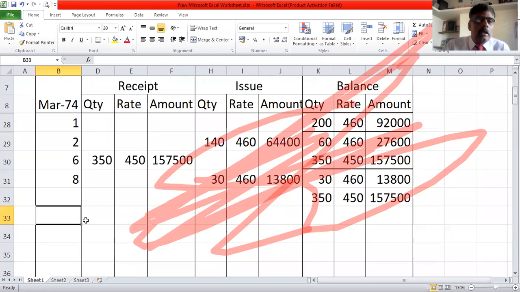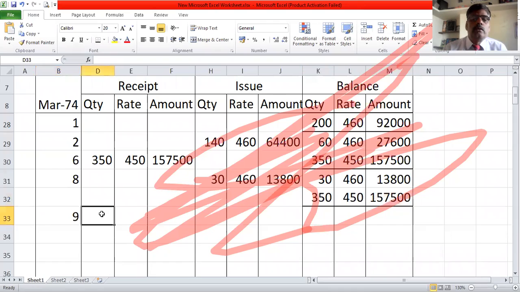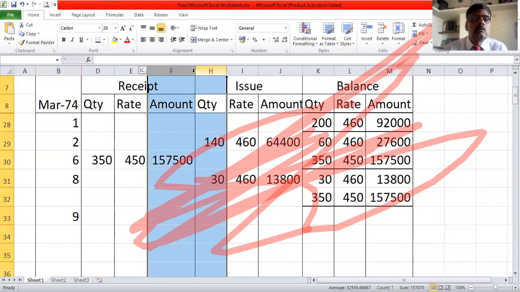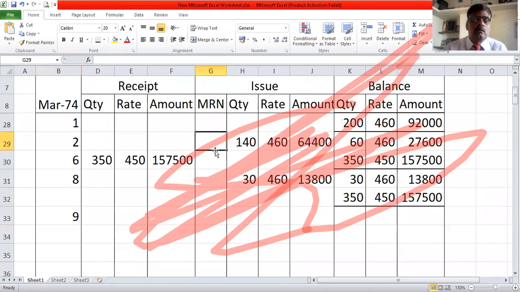2 lots. After the 8th, next date is 9th. 9th there is an issue. You put underline for the balance. Then issue it. Our quantity to be issued on 9th is job number 2. It is job number 01 first, and this is job number 2.